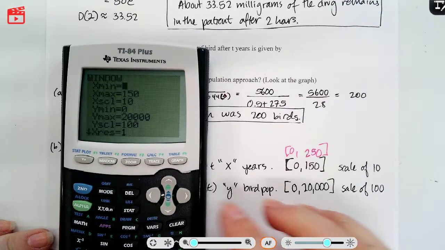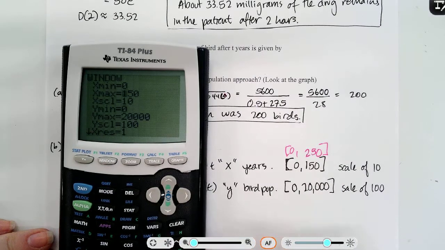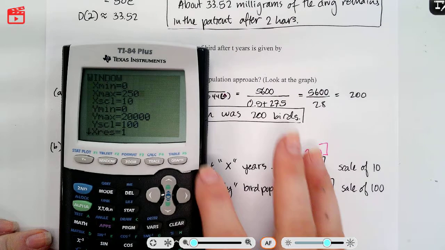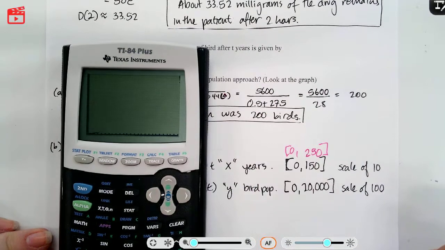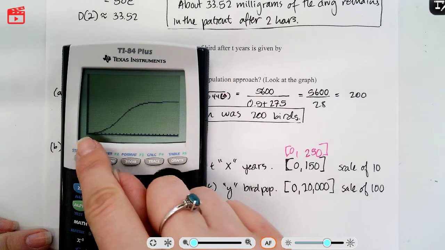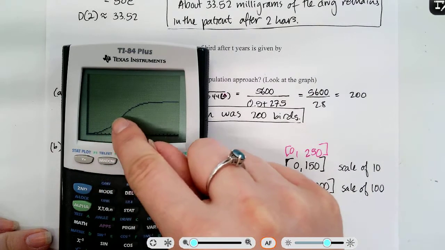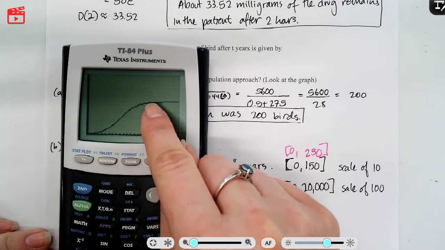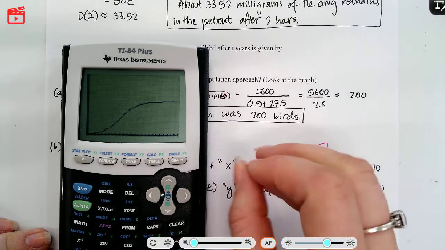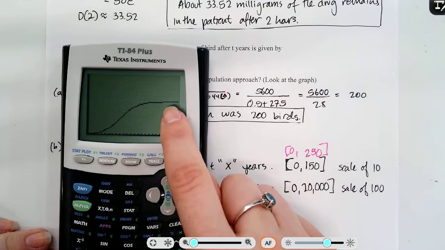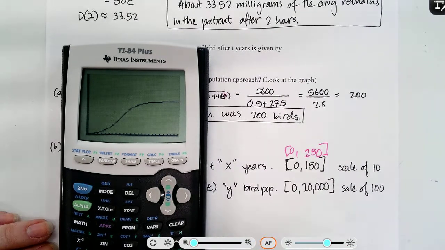Let's change our window real quick. I'll make the maximum x value 250, extending it a little further to the right, and graph this again. Let's see, can I see where it flattens out? Look at that. The population rises and starts to naturally level out, kind of like in nature. I want to figure out what value it's leveling out at.